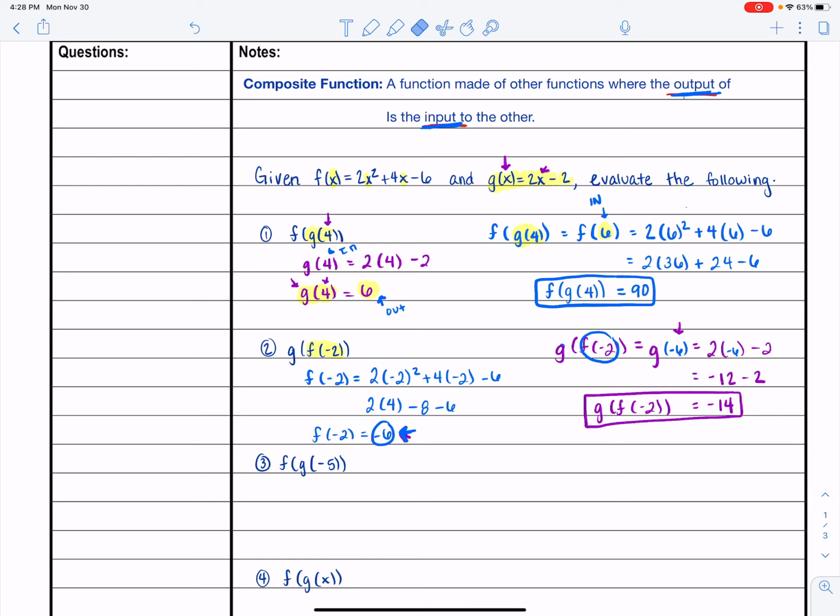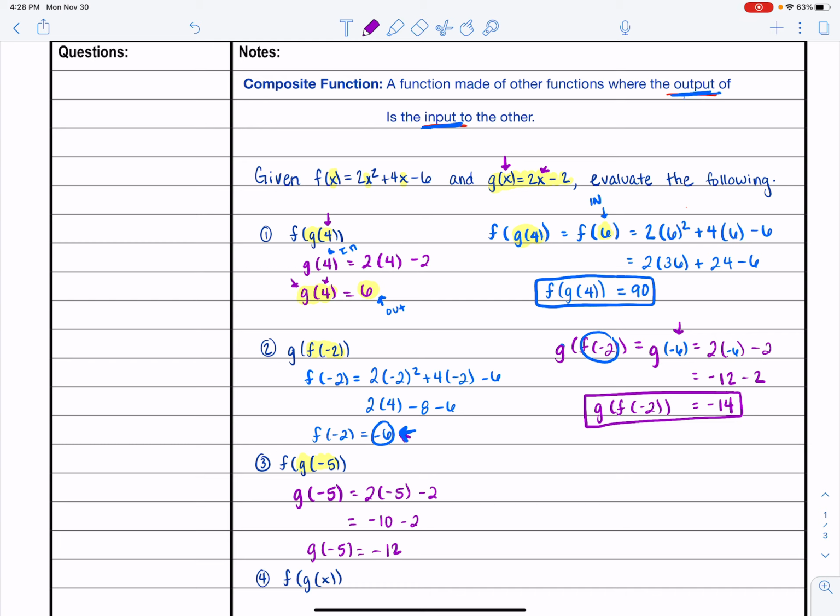Okay, so we're going to start with g of negative 5. So always start with your inside. g of negative 5, so g. So the x in g's all need to become negative 5. So I have 2 instead of x, I'm using negative 5 minus 2. So negative 5 times 2 is negative 10. Negative 10 minus 2 is negative 12. So g of negative 5 equals negative 12.